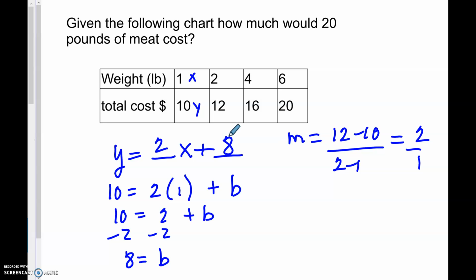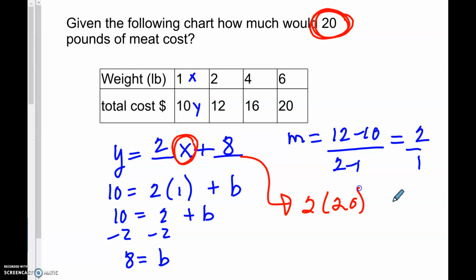See, now that I have my equation, I can now substitute this 20 in place of x and just do my math. So I can do 2 times 20 plus 8. So 2 times 20 is 40 plus 8, and I would expect this to cost $48. So that's making a prediction.